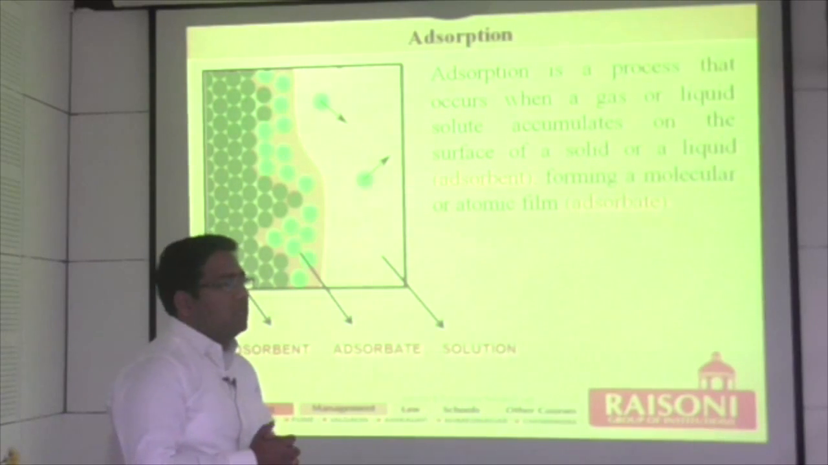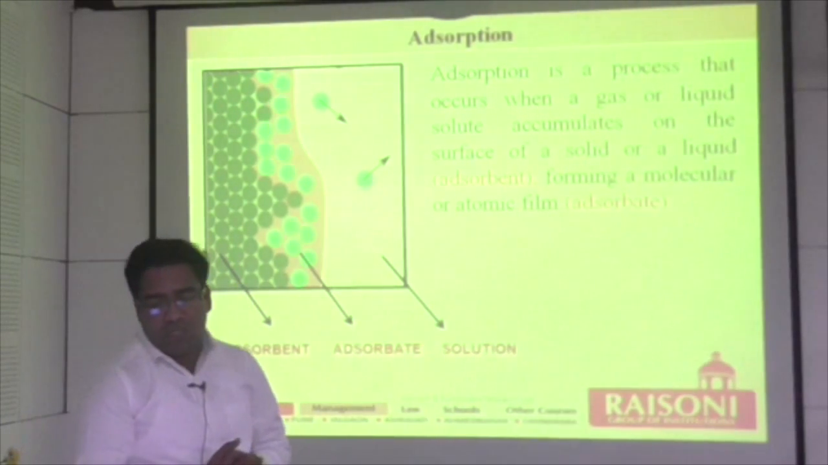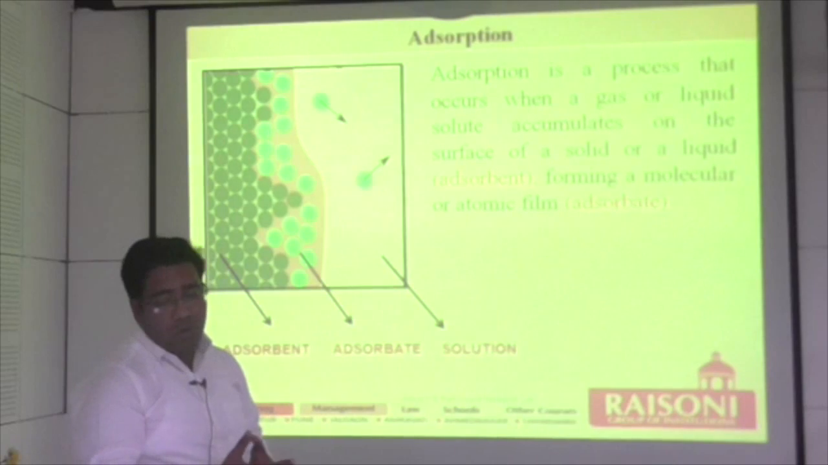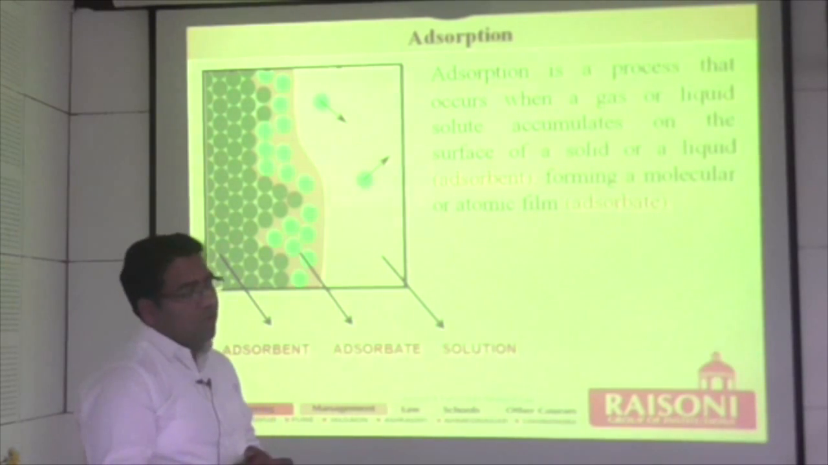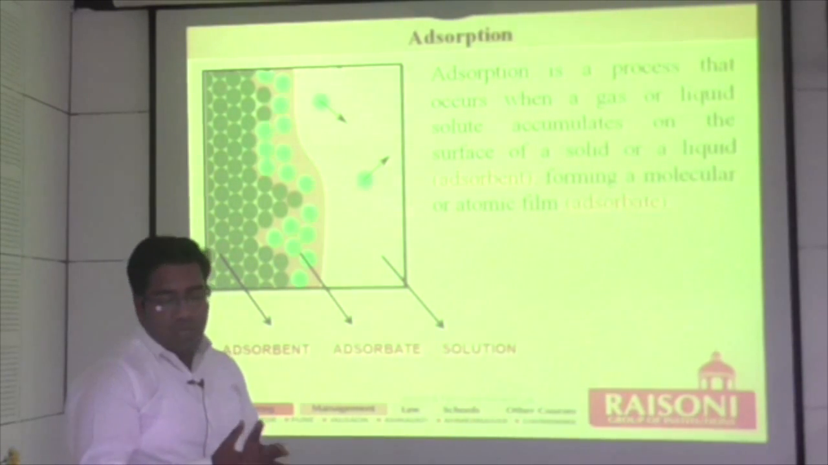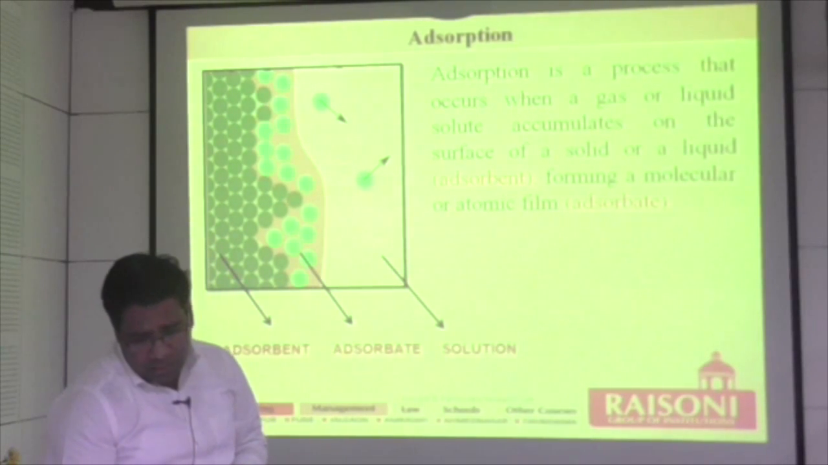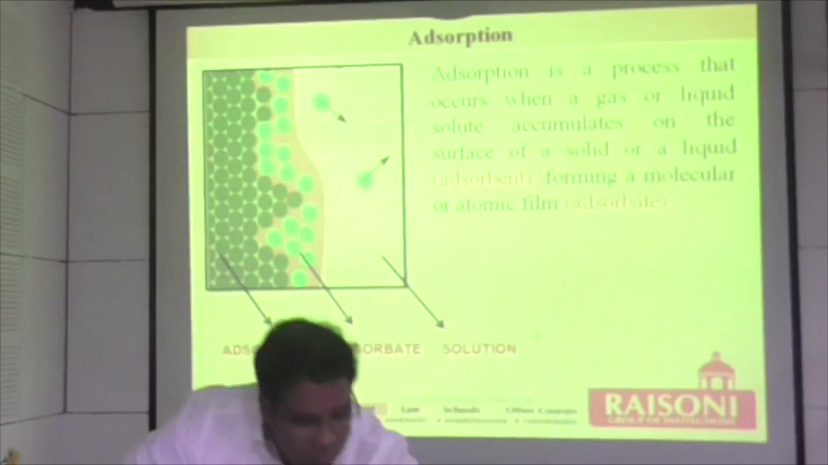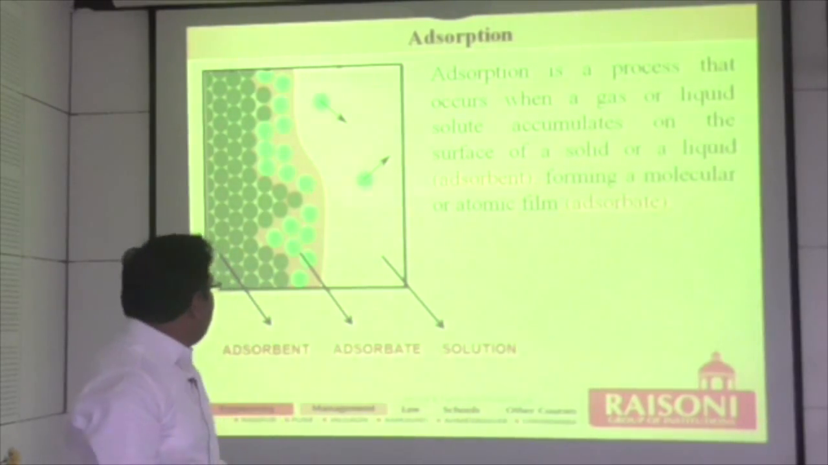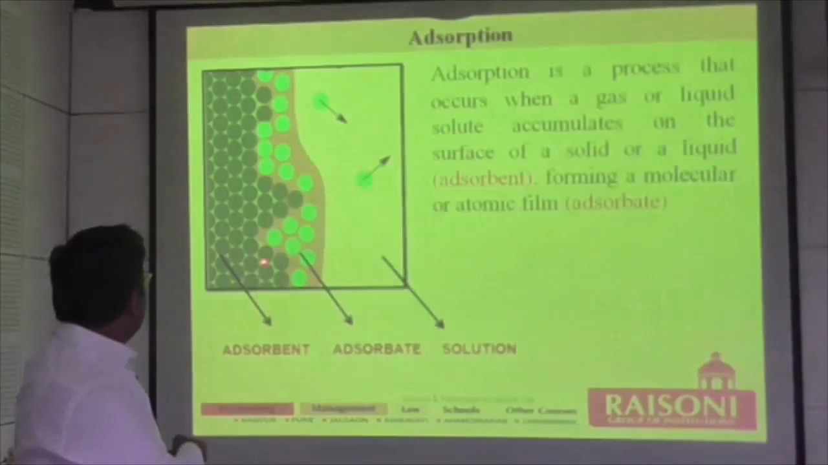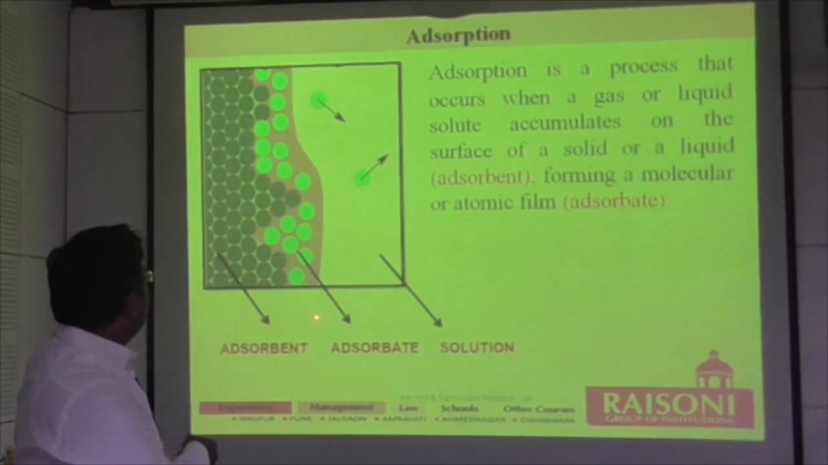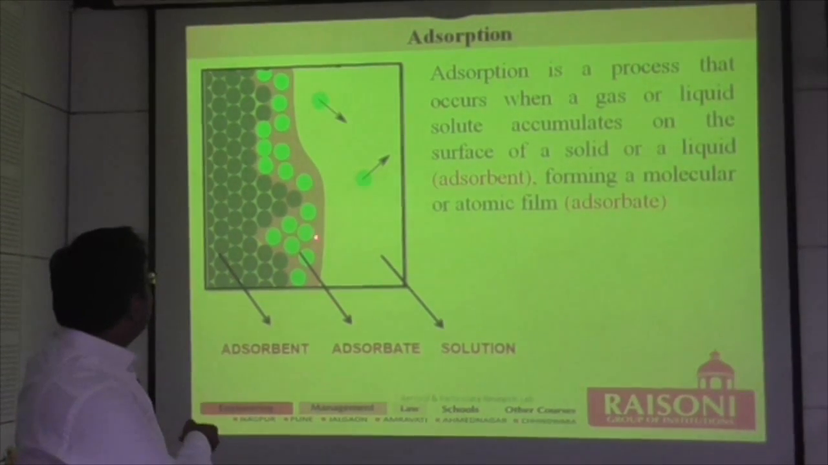Adsorption. Adsorption is a surface phenomenon. Adsorption is a process that occurs when a gas or a liquid solute accumulates on the surface of a solid or a liquid, forming a molecular or atomic film. Here we can see this. These are the adsorbent, this is the adsorbate, and this is the solute.